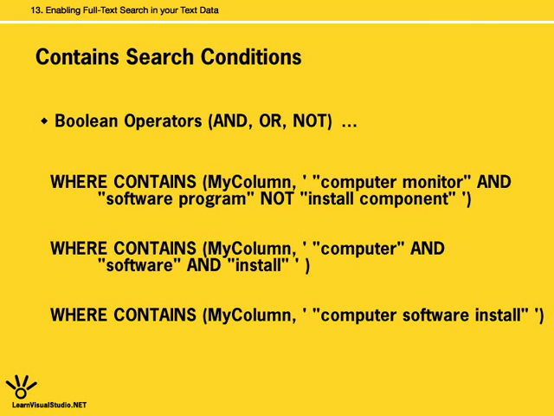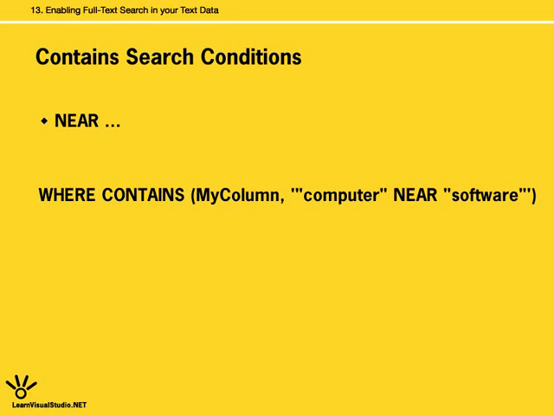You can also use the word near, so we're looking for and ranking higher those documents that contain the word computer closer to the word software. So in this case, we're beginning to refine our search results, not just to bring back any documents that have both the word computer and software, but to rank higher those documents where those two words are even closer together. Okay.